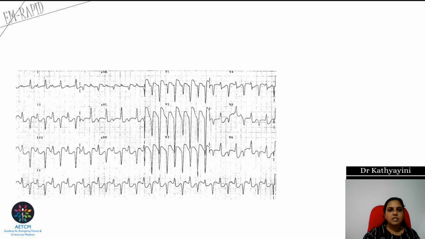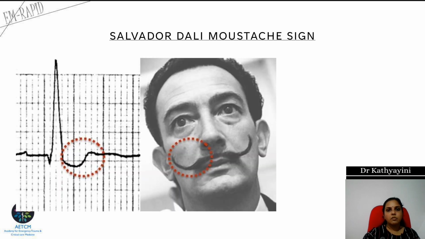So these are the ECG findings seen in digoxin toxicity, which is showing a polymorphic bidirectional ventricular tachycardia. And this is the Salvador Dali moustache sign, or the scooped appearance of the ST segment, which is also known as the digoxin effect.